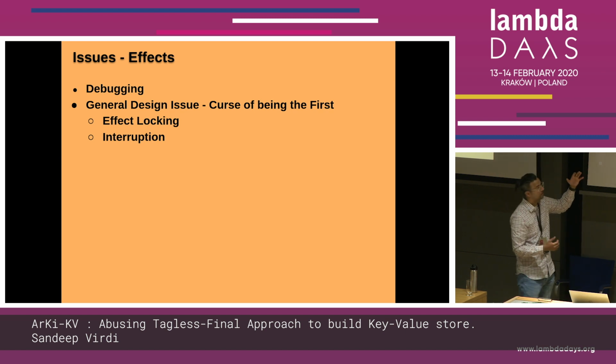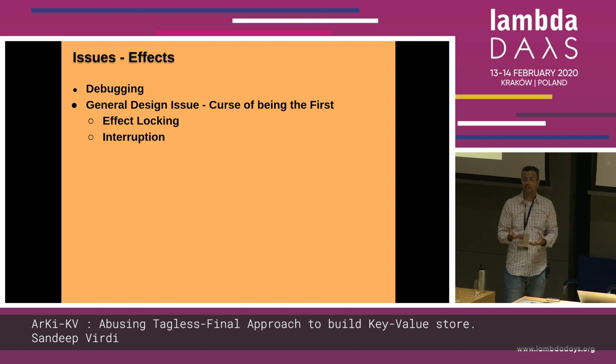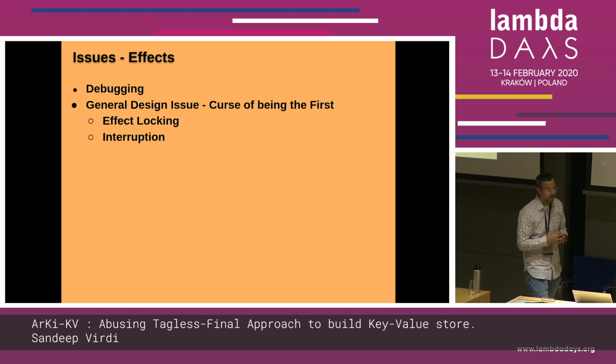Another one is interruption. This one is also tricky. There is a way to make all your IO computations uncancelable, but sometimes you need the ability to cancel or interrupt so that you can reclaim your resources from the system.